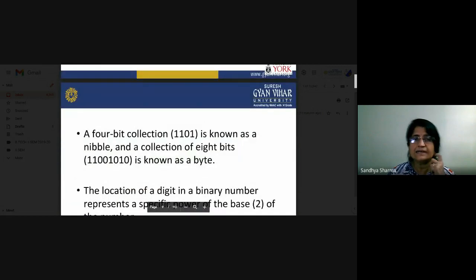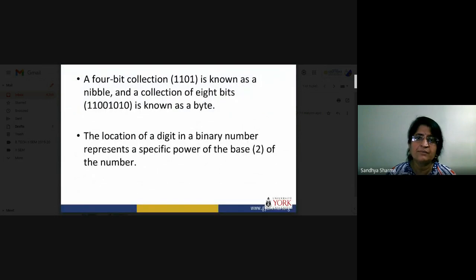That is basically a collection, a 4-bit collection, an 8-bit collection. What we have to know is that a combination of 4 bits is called a nibble and a collection of 8 bits is called a byte. So this is the general naming of these groups of bits.